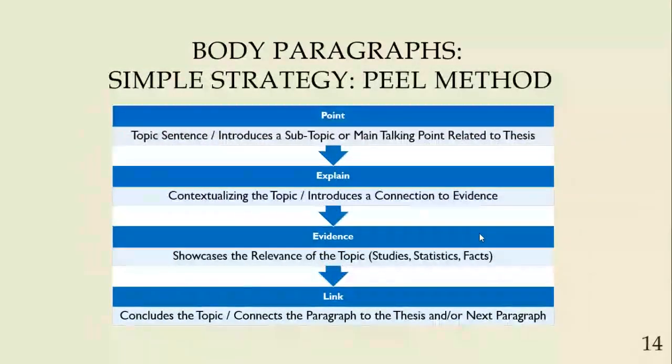Now, moving on, we've got the PEEL method. This one's a little bit more in depth, but basically everything's the same here. We've got the main point. So this is your topic sentence, your X, Y, or Z that relates to the thesis. We've got that evidence and explanation recursive loop here, where you build that context, introduce a connection to evidence, showcase the relevance of it, study statistics, facts. You rinse and repeat. You have this nice little recursive loop.